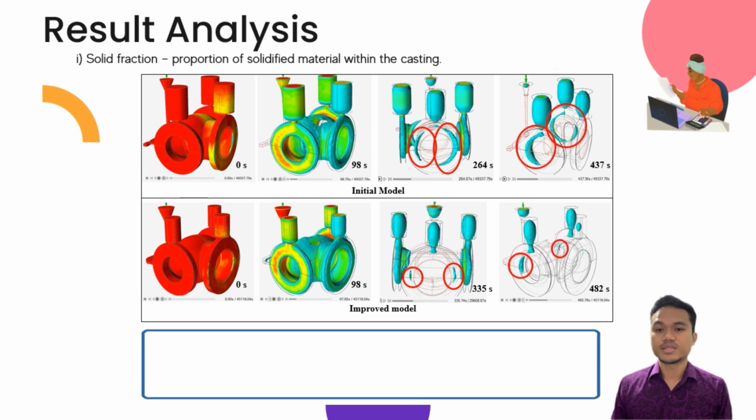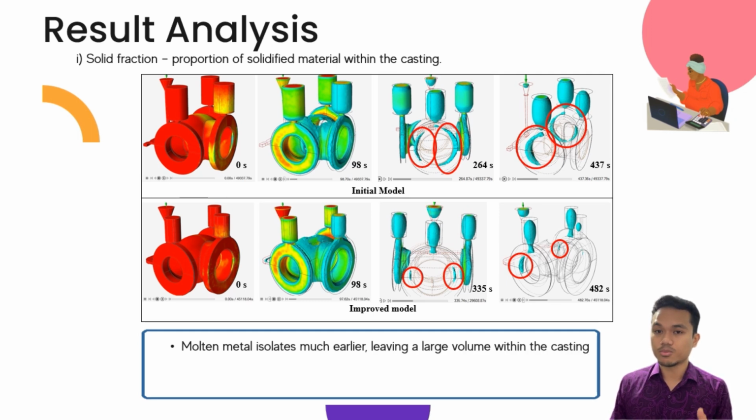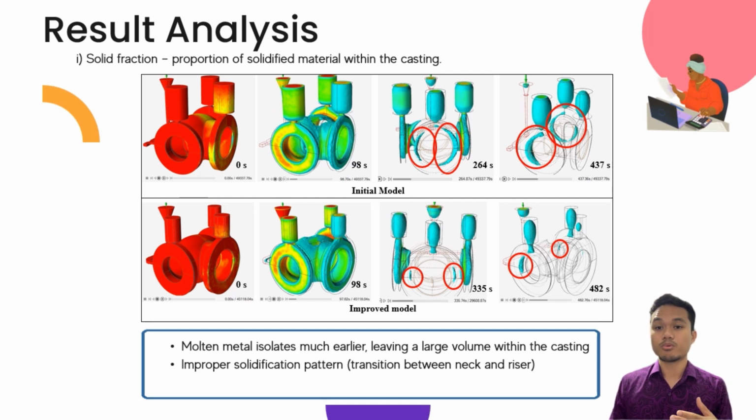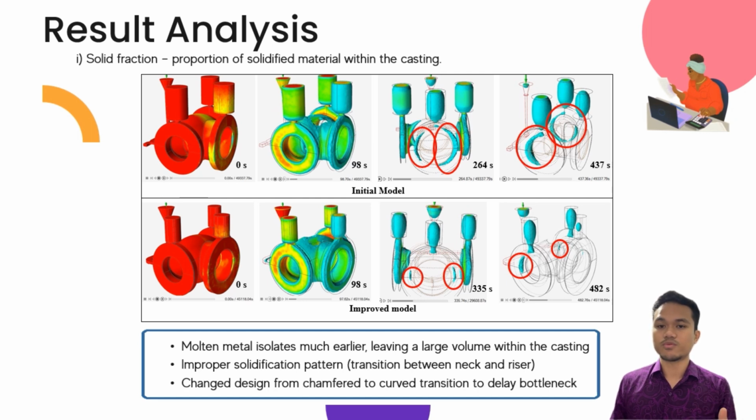So as you can see, the time taken for the molten metal to be isolated throughout all the flanges for the initial model was much earlier, leaving a large volume of isolated metal within the casting. This is due to the risers were not able to accommodate proper solidification pattern. This issue can cause porosity, as these metals can produce carbon monoxide gases and these gases weren't able to escape from the casting. So I modified the transition between the neck and the riser from chamfered to curved design to delay the bottleneck.